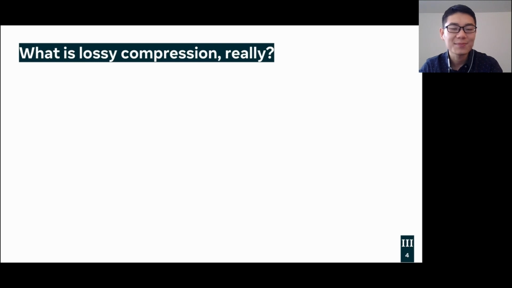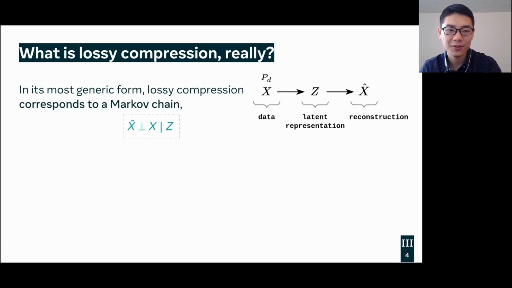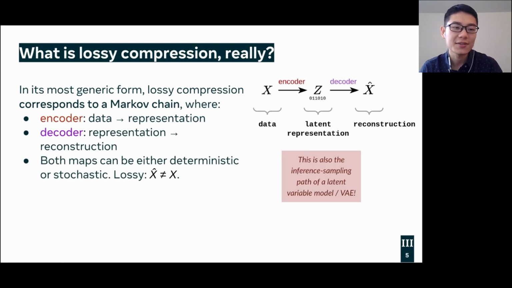Let's begin by trying to characterize mathematically what's really going on in lossy compression. In general, lossy compression involves 3 random variables: the data random variable x, which follows some unknown distribution that we typically assume is IID, the latent representation z, and then a reconstruction x hat. These 3 random variables form a Markov chain in the sense that the reconstruction is conditionally independent of the original data given the representation. And the lossy compression procedure then consists of an encoder that maps the data to a representation and the decoder that maps the representation to a reconstruction. We're being fully general here and allow both maps to be either deterministic or stochastic.